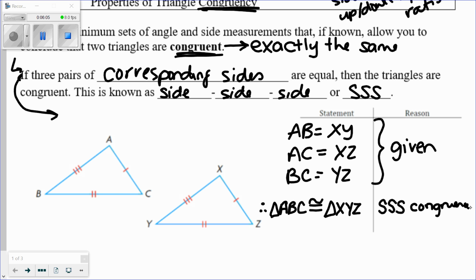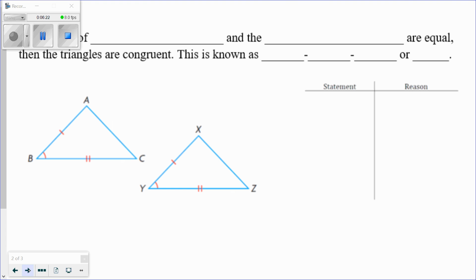So since we had three pairs of corresponding sides that are equal, we know that these triangles are congruent. Let's see another one, and then this first one might make a little bit more sense if it's a little bit confusing right now.